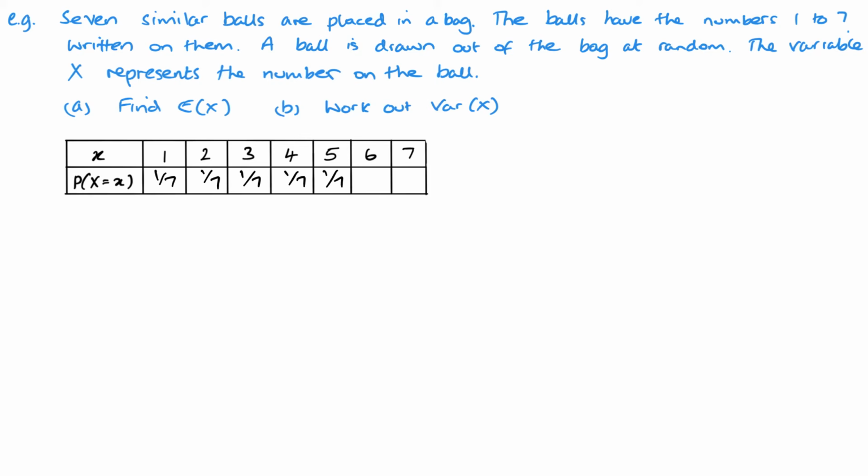Now, it's not a requirement to do this distribution as a table here. I'm just doing it so that I can show you. Now, part A, what I'm going to do is I'm going to do this both ways. So the long way would be how we've done it before. So that's 1 times 1/7 plus 2 times 1/7 and so on.